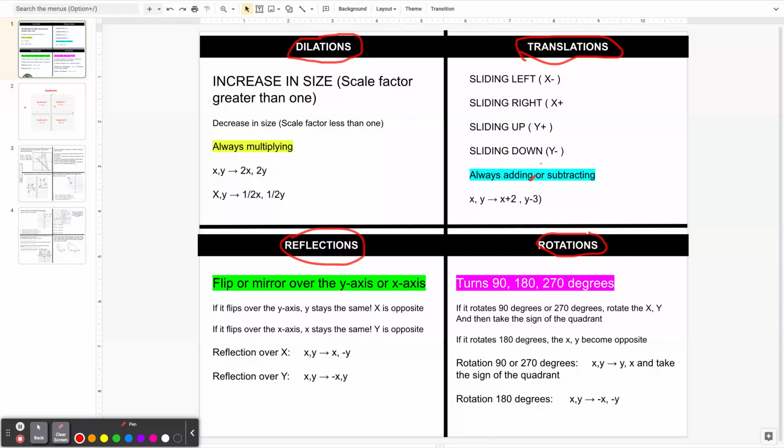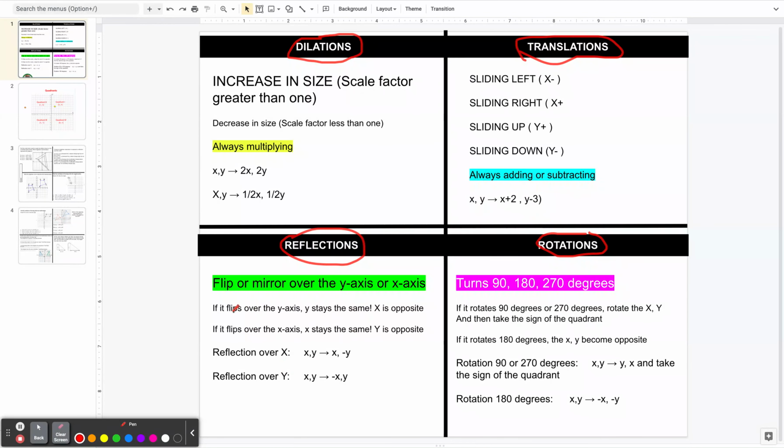Translations always slide, and they're always adding or subtracting. So as soon as you see x minus something, x plus something, you know it's a translation. And it slides up or down on the y-axis too, if you see y plus something or y minus something. An example could be x and y become x plus 2, y minus 3. This would be to the right 2 and down 3.